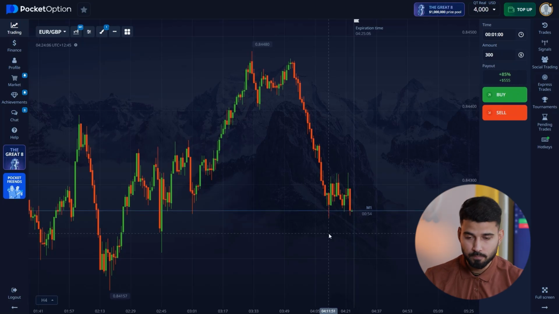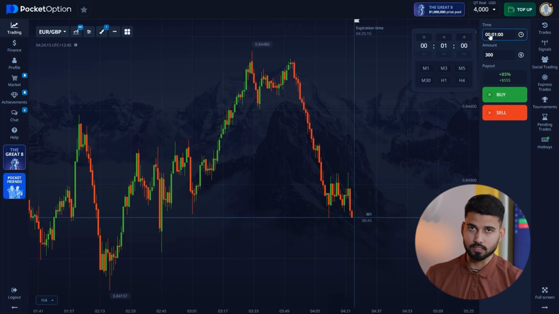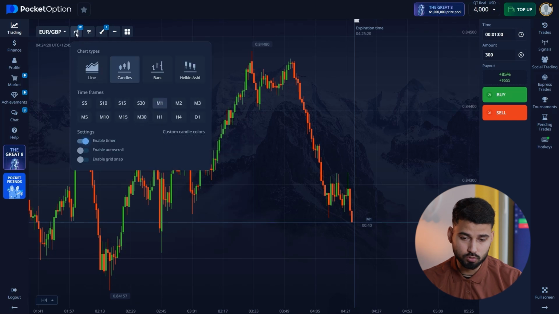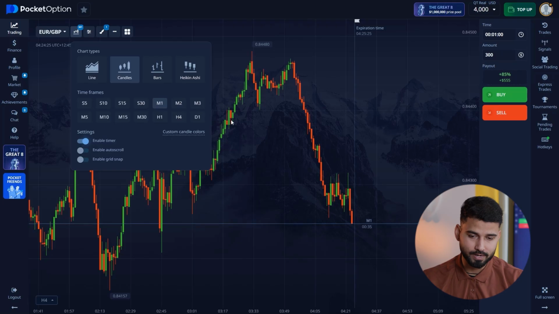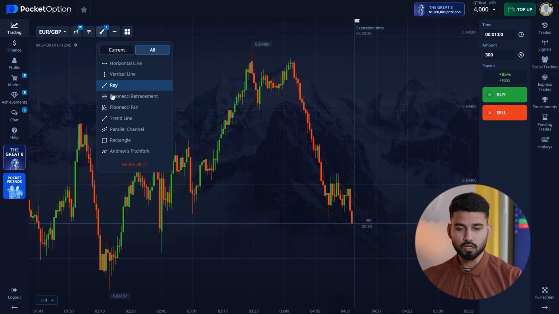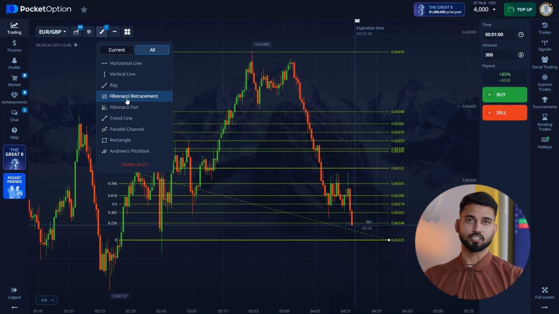Before we begin, let's go over the key condition for making Fibonacci level work effectively. First, set your expiry time to 1 minute, then switch to the 1 minute time frame. Next, make sure the chart shows a clear trend with a pullback, like mine here. Only when all conditions are met should you apply Fibonacci level.